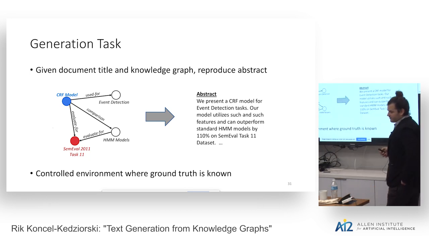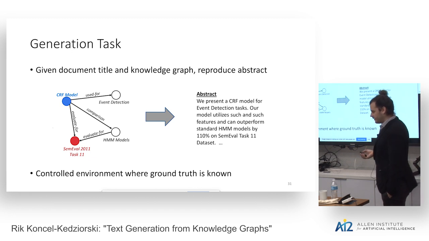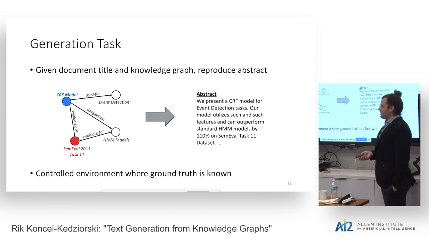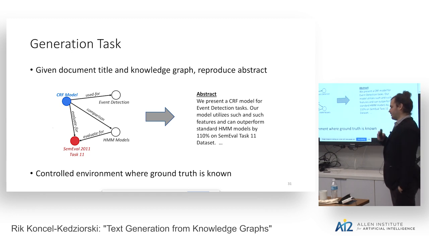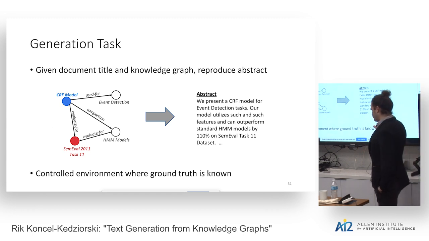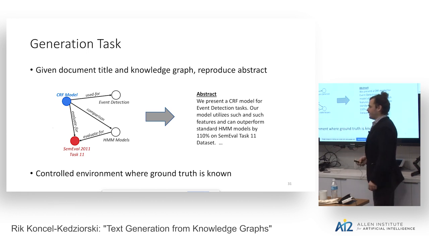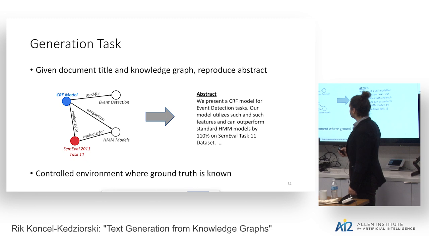The generation task that we're going to accomplish then is to take the document's title and our knowledge graph, automatically extracted from the text, and try to recreate the abstract text. This is a surrogate for the kind of problems that I described earlier in text generation where you don't have some kind of gold truth. Here we have this gold truth. It's a very controlled environment and makes it easy to precisely evaluate how well our model is working.